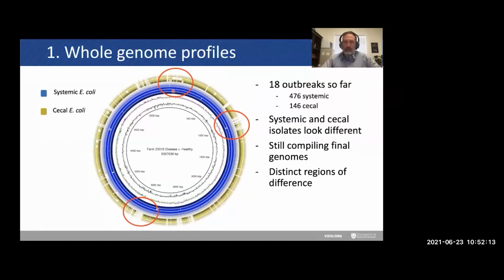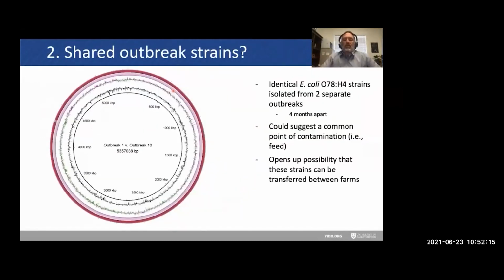So the second thing I want to share with you, and what we thought, could you have an outbreak strain on 2 different farms? And so what we had is in 2 different outbreaks, we identified identical O78 H4 strains. These outbreaks are 4 months apart. It could suggest a common point of contamination, such as feed. It also opens up the possibility that these strains could be transferred between farms. And I should point out that the poultry extension members know which farms these came from, and we don't, and we want to keep it that way, at least until our analysis is done.